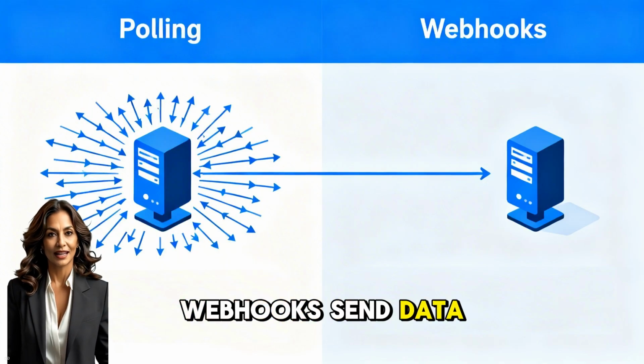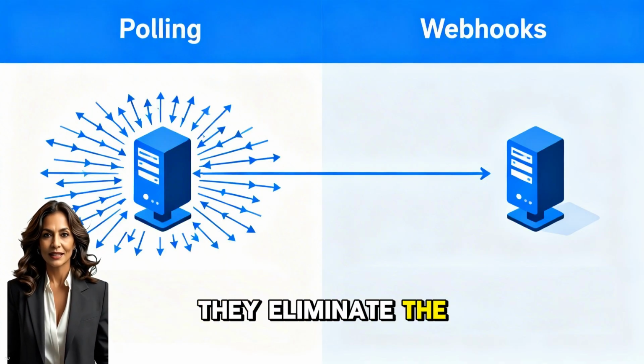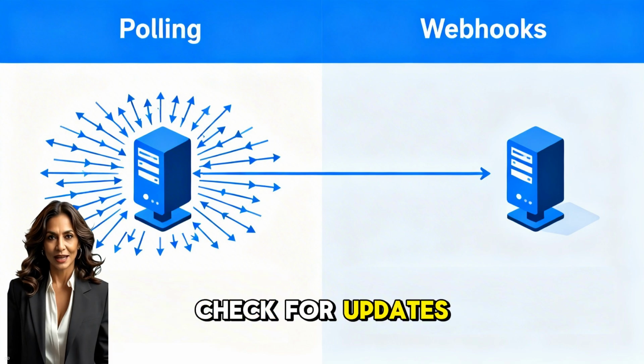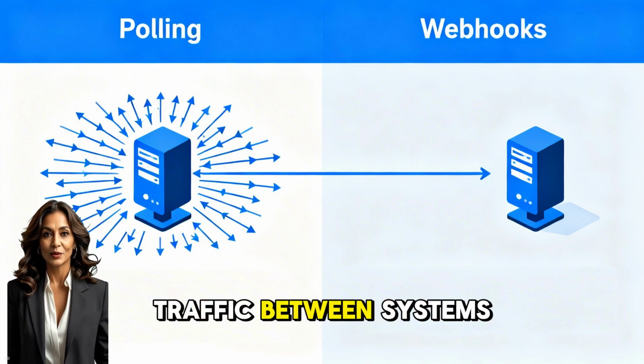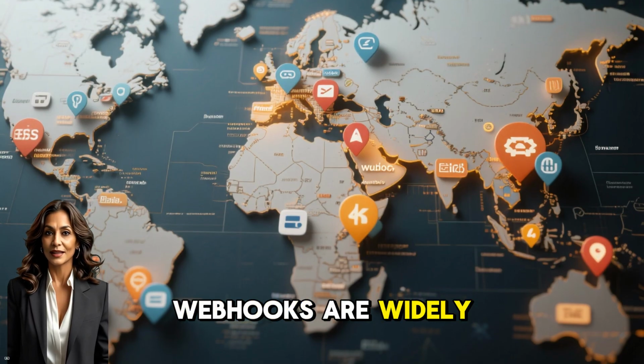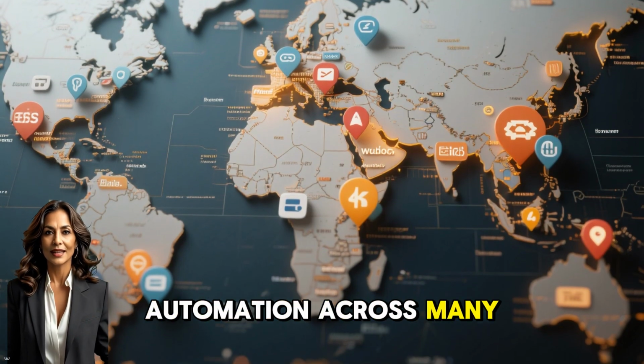Because webhooks send data only when necessary, they eliminate the need for systems to constantly check for updates. This makes automation more efficient and reduces unnecessary traffic between systems. Webhooks are widely used in real-time automation across many industries.